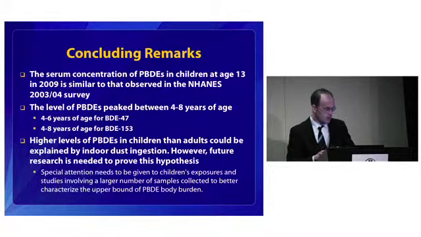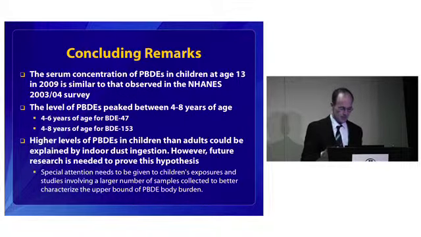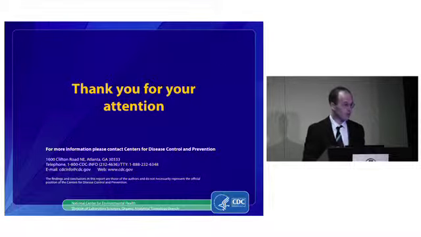To conclude, we have assessed serum concentrations of PBDs in children less than 13 years of age. The levels of PBDs peak between 4 and 8 years of age, 4 to 6 for BD47 and 4 to 8 years of age for BD153. This difference could potentially be related to different half-lives of the compounds. We observe high levels in children that potentially could be explained by dust ingestion. And we need to give further attention to children's exposure in the future. And with that, I would like to thank you for your attention.